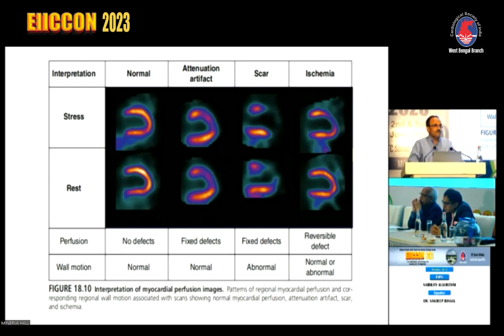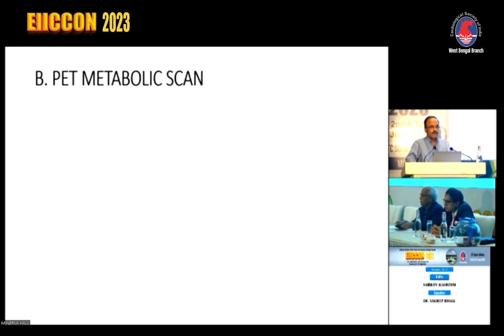And the most important for us is on the extreme right. If we see towards the apex, there is a blue area on stress, which fills up with the orange perfusion at rest. This shows that there is ischemia, and this is going to be a viable myocardium.